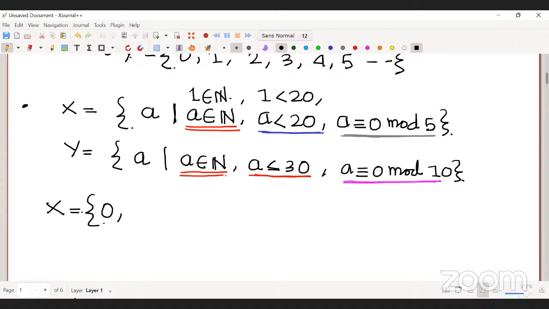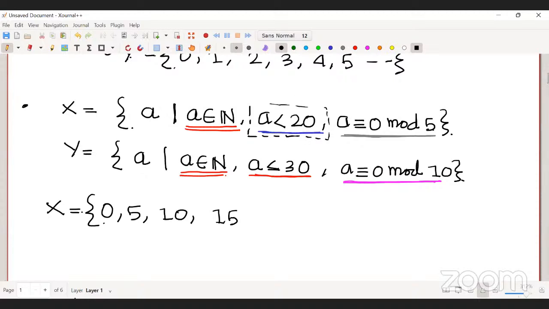Okay, so if you check with 5, then 5 will satisfy these three conditions. So the next element is 5. Then you can check 10, 15. What about 20? Whether 20 is a member of X? No. Why? Because it is not less than 20. So 20 will not satisfy this condition.